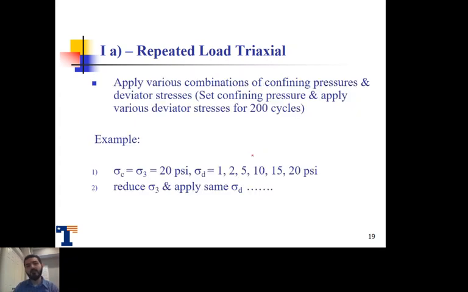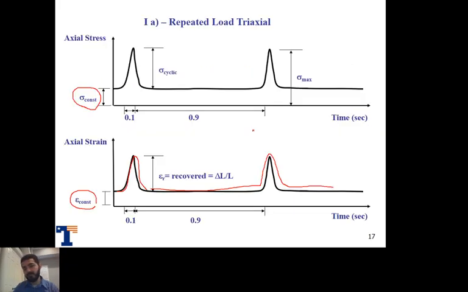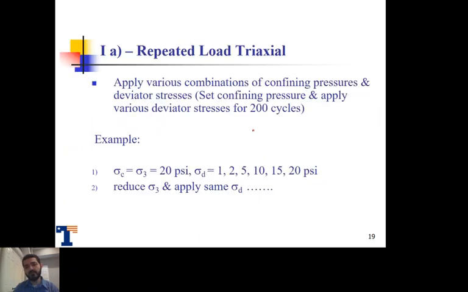So what we do here, we don't apply this type of loading just once. We apply it different times. We apply different schemes in order to have a good understanding of what the resilient modulus will be, a good representation of this sample. So we apply various combinations of confining pressure as well as deviator stresses. Sometimes, again, we have a set confinement pressure and we apply various deviator stresses for every 200 cycles.